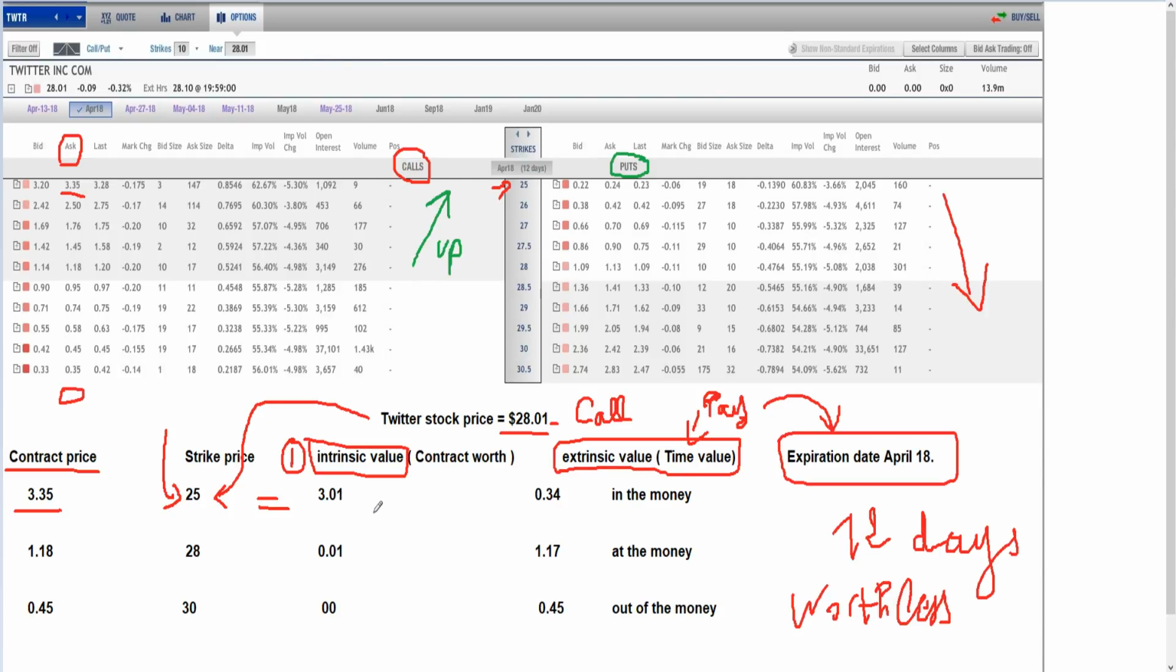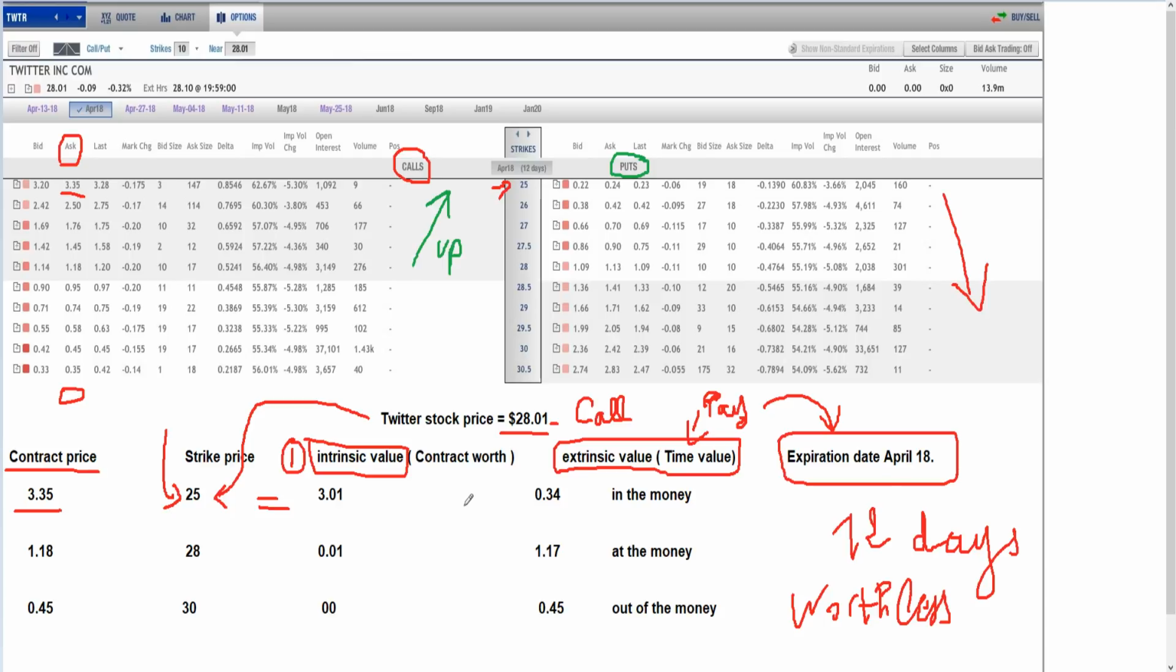Now, you know that the contract price is $3.35. But the contract itself, meaning how much it is worth, is $3.01.